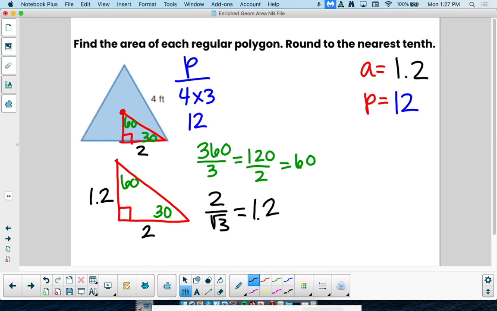I think that's the tricky part, just making sure you have your special right triangle facing turned the right way. Because now we have all the pieces. 1.2 times divided by 2. Now are we getting 7.2? Yeah.